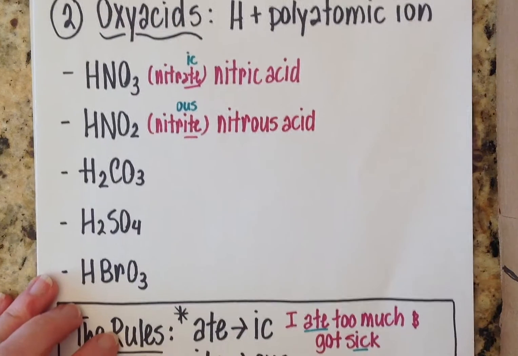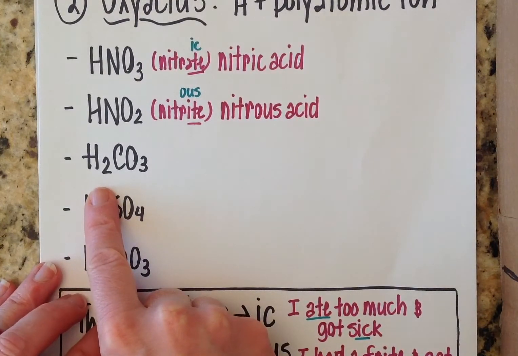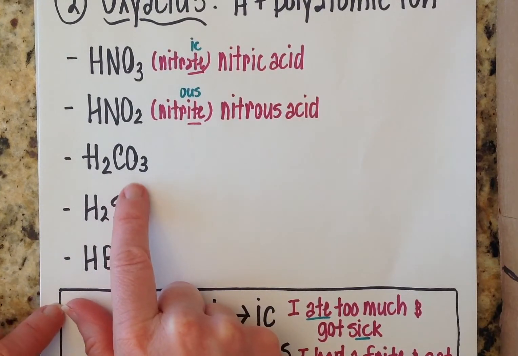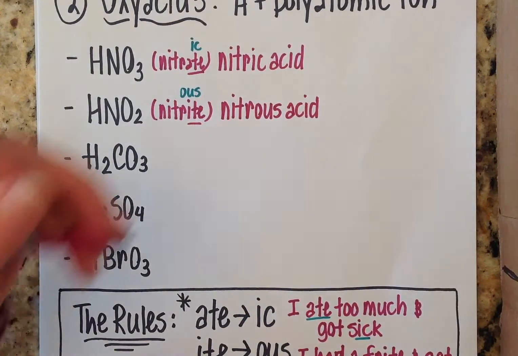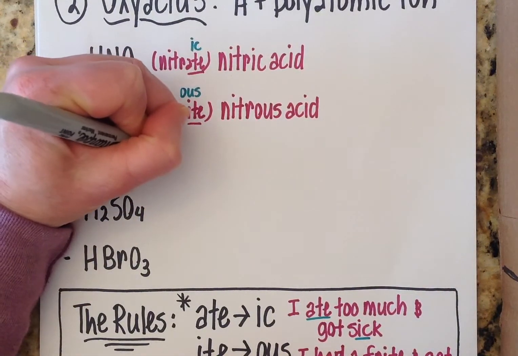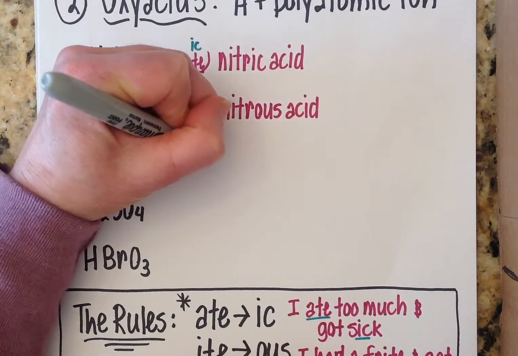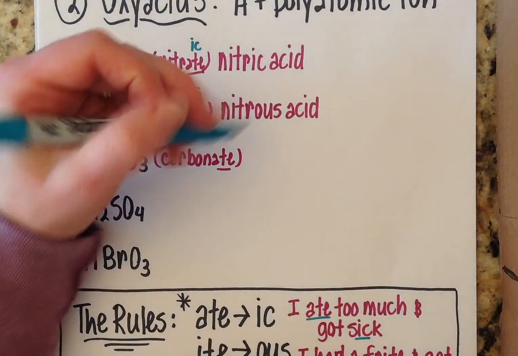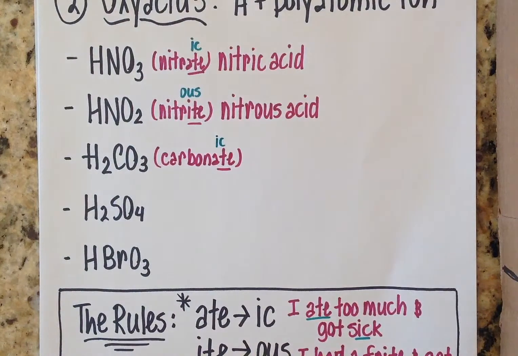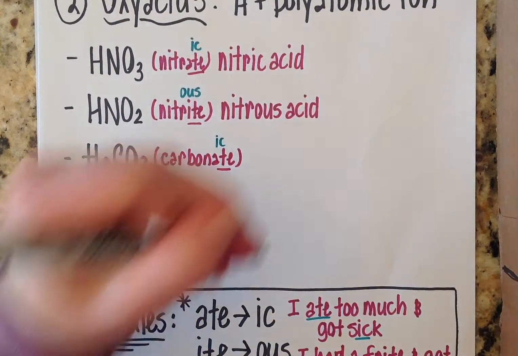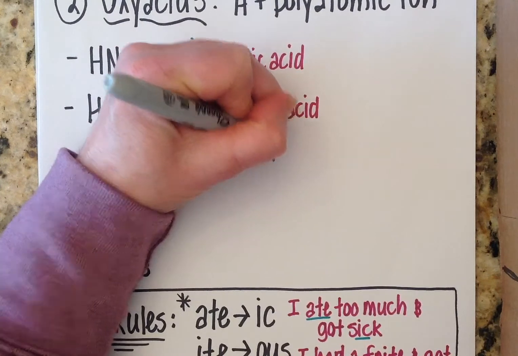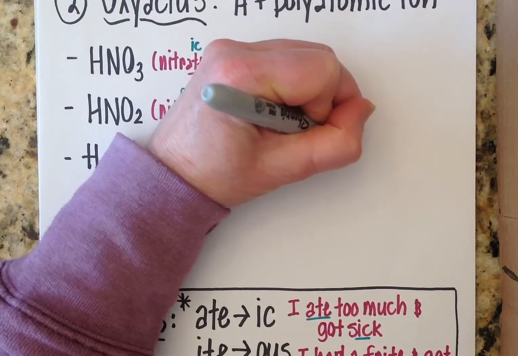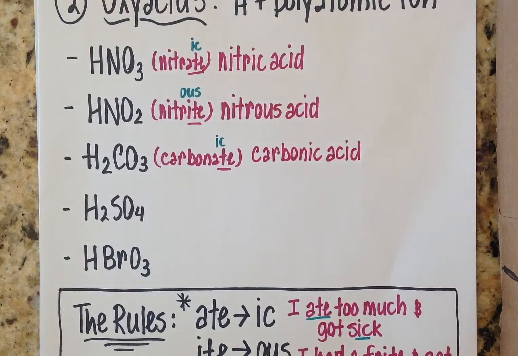All right, the next one. Again, I say, wow, that's an acid because it's got an H in the front. This one happens to have 2, doesn't matter, still an acid. And I see that it is combined with the polyatomic ion carbonate. I know that ate turns into ic. Therefore, this is going to be carbonic acid. Notice no hydro in the front.